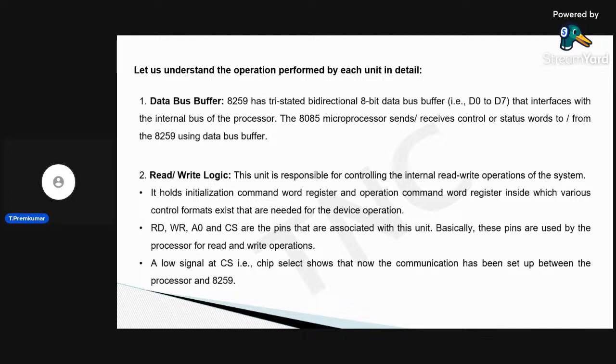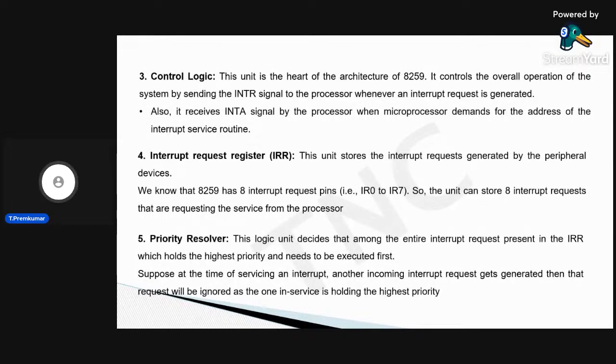The RD, WR, A0, and CS are the pins associated with this unit. Basically, these pins are used by the processor for read and write operations. A low signal at CS, the chip select, shows that communication has been set up between the processor and the 8259. The control logic is the heart of the architecture of the 8259. It controls all the operations of the system by sending the INTR signal to the processor whenever an interrupt request is generated. Also, it receives INTA, the interrupt acknowledgement signal from the processor, when the microprocessor demands the address of the interrupt service routine.